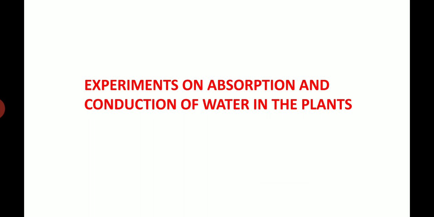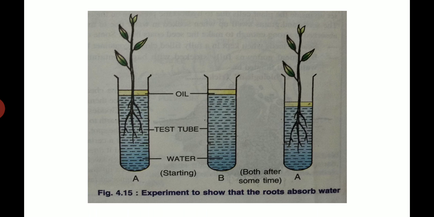The first experiment is the experiment to show that the roots absorb water. How will we do that? First and foremost, you can see there are two test tubes, test tube A and test tube B. Test tube B is the control setup and test tube A is the experimental setup. You have to place a young leafy plant, for example the balsam plant shown here.